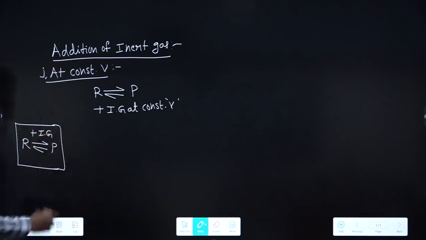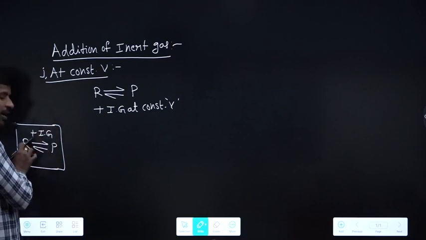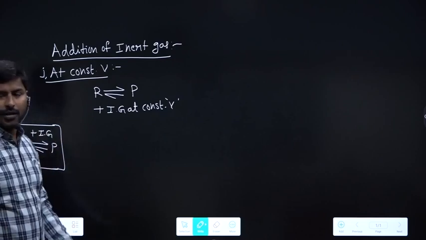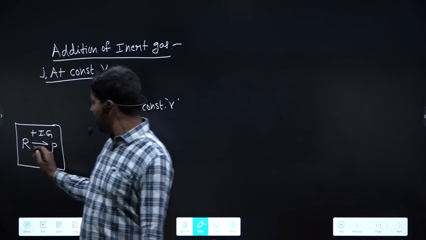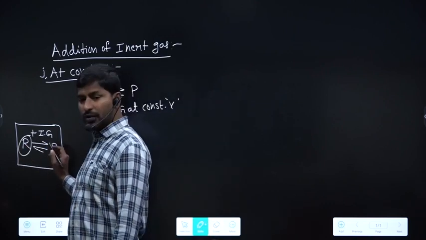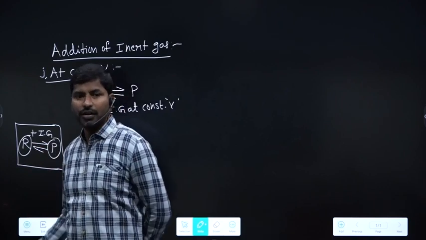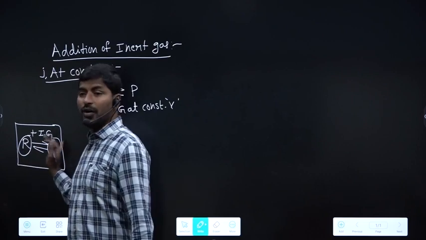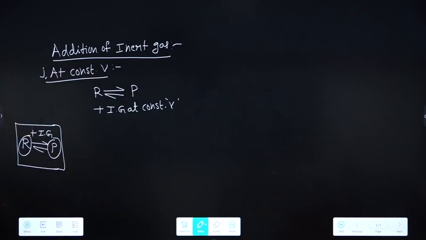If you see, this is inert gas, and inert gas means it doesn't participate in the reaction with either reactants or products. It doesn't involve in the reaction. So is there any change in the number of moles of reactants and products, or no change? No change in the number of moles of reactants and products. Is there any change in the volume, or no change in the volume? No change in the volume. We are adding at constant volume.